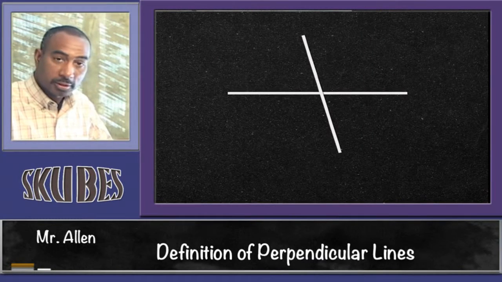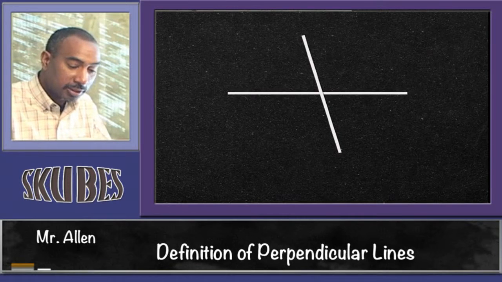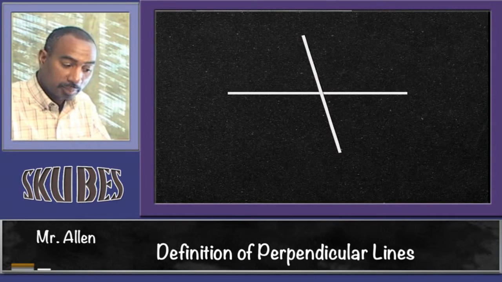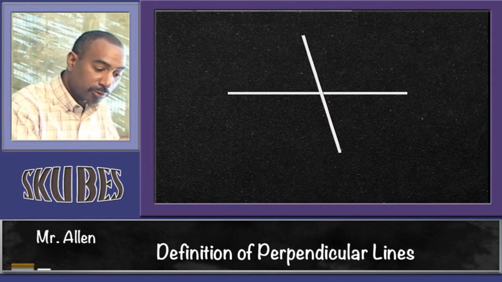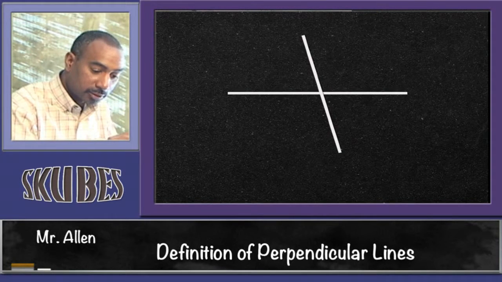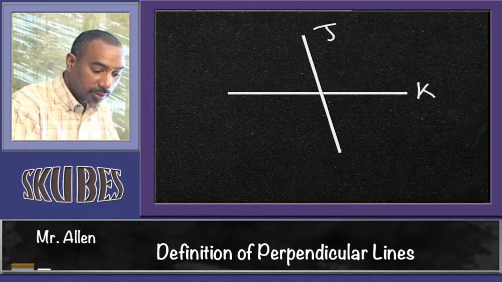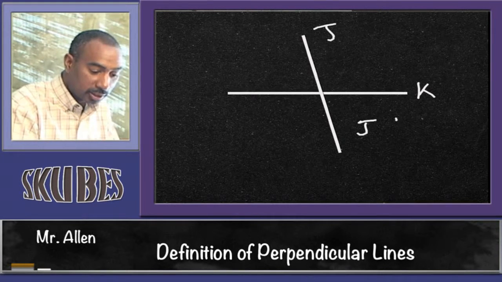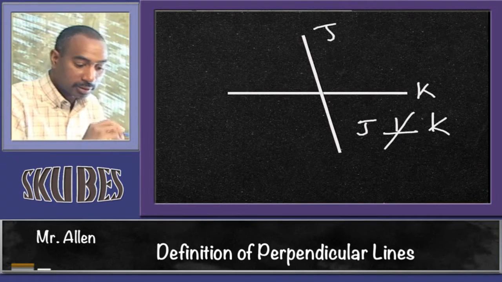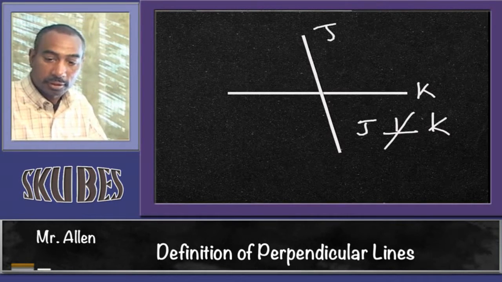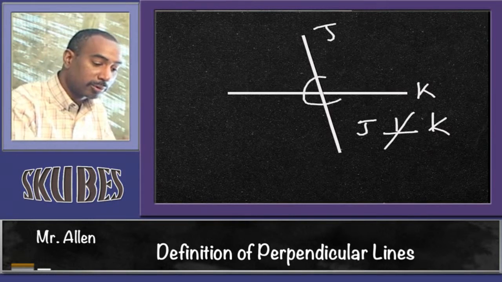And here's another situation where we have two lines that intersect each other, but the angles do not form 90 degrees. Let's say this is line K and line J. Again, line J is not perpendicular to K because the intersection does not form a 90-degree angle.